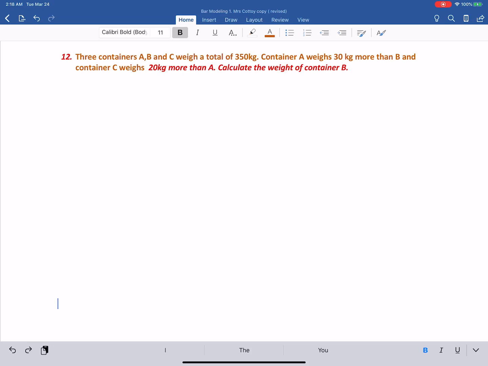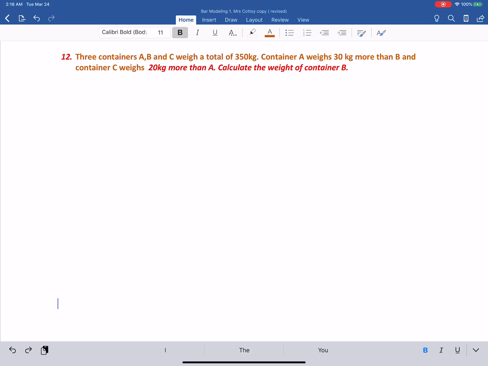3 containers A, B, and C weigh a total of 350 kilograms. Container A weighs 30 kilograms more than B, and container C weighs 20 kilograms more than A. Calculate the weight of container B. So let's go. Sometimes you draw and you have to erase. Just remember that. I did not look at these questions or attempt to solve them. I'm going through the whole process that you need to go through when you are working out questions like these. I am modeling.